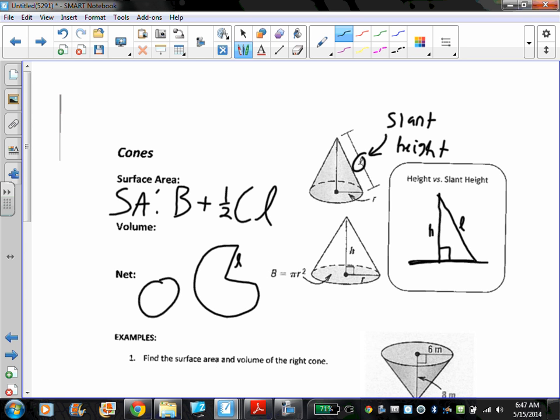The volume equation for a cone is actually going to be a little bit simpler. What we have for the volume is 1/3 of the area of the base. Remember, that's what capital B means, and we actually had it in the surface area one as well, times the height. And this is not slant height, this is regular height for volume. So there you have the two equations, the surface area and the volume.